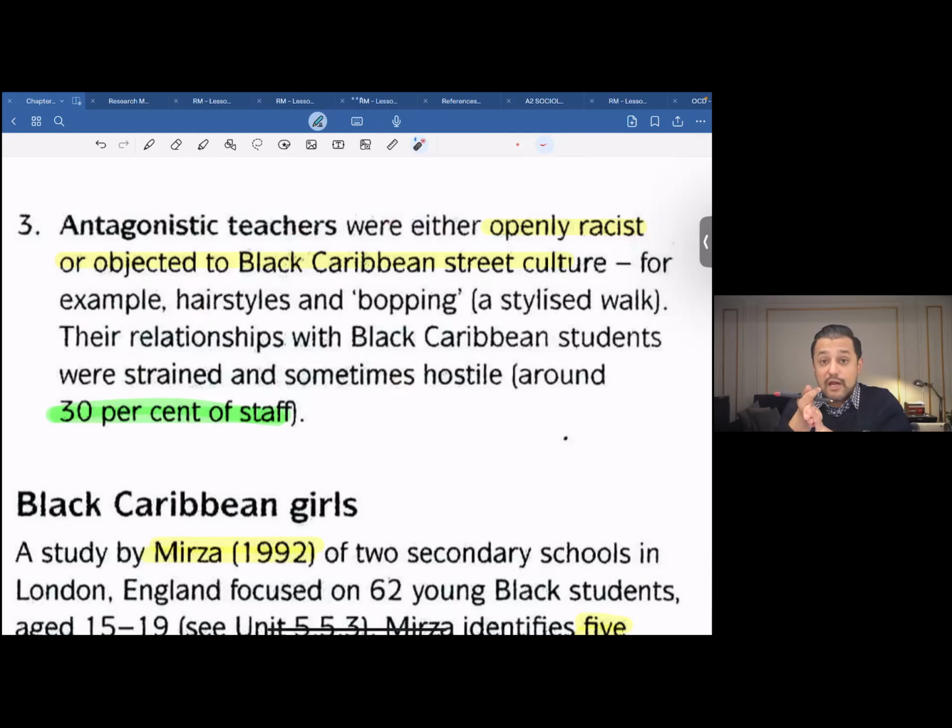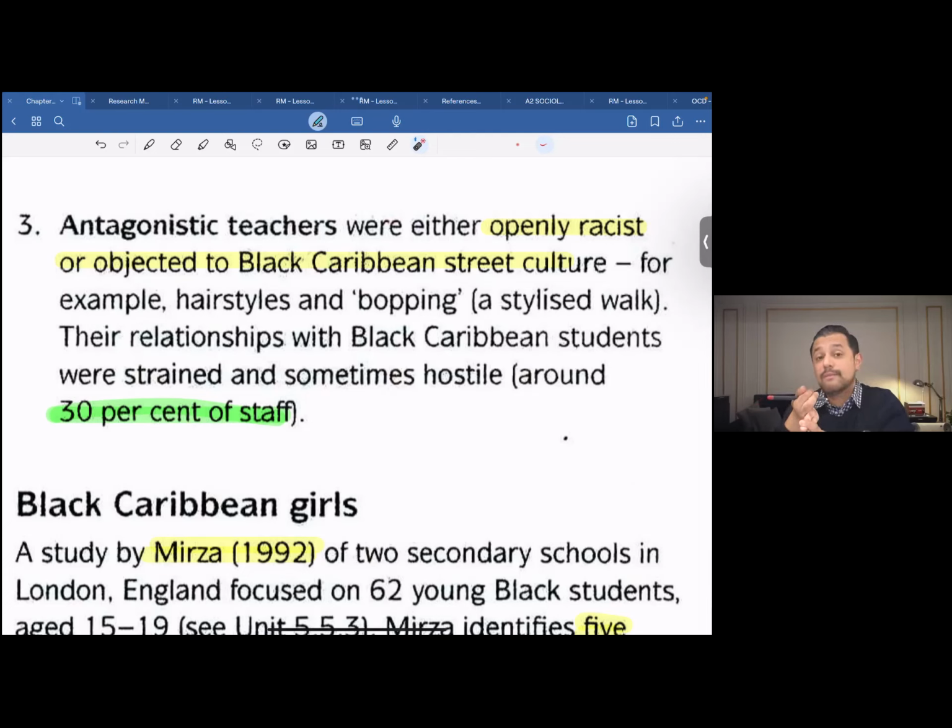Number three, the third thing that I'd want you all to keep in mind regarding Tony Sewell is that he divided teachers into three main groups based on the relationship that these teachers had with Black Caribbean students. To name these three groups, number one, we spoke about supportive teachers. Number two, irritated teachers. Number three, antagonistic teachers. Supportive teachers were supportive, as the name explains. However, they just made up 10% of the teachers' population.